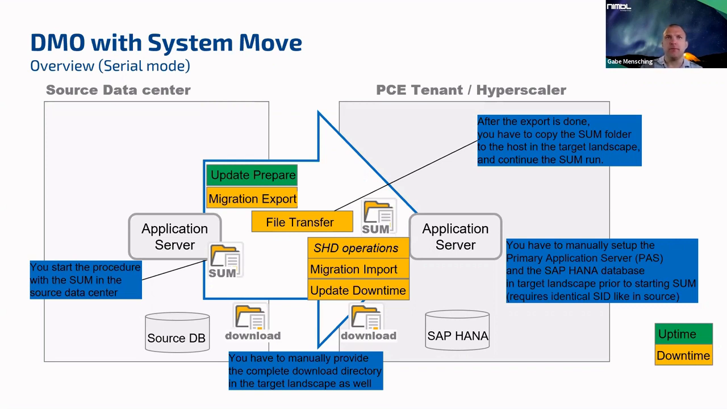There's minimal use cases for using the serial mode. One that I can think of is say you have really low bandwidth for your WAN traffic, and so you might need to export the system out to a hard drive and ship it to your provider, and they would then import it on their side. This gives you that flexibility to be able to do a complete export and then send the data over to the target where it can then be imported. Next slide, please.